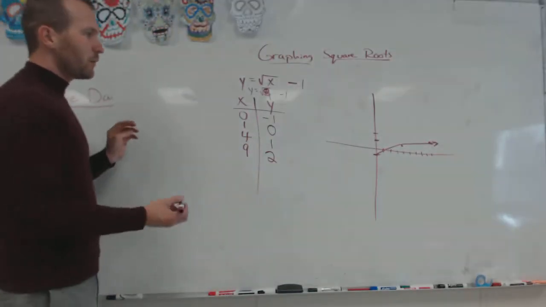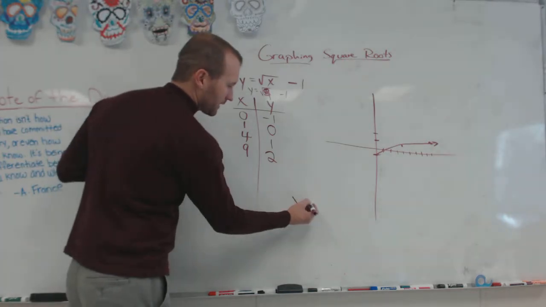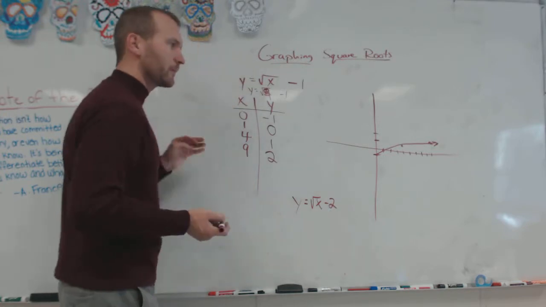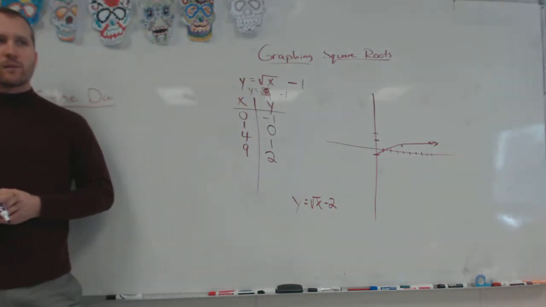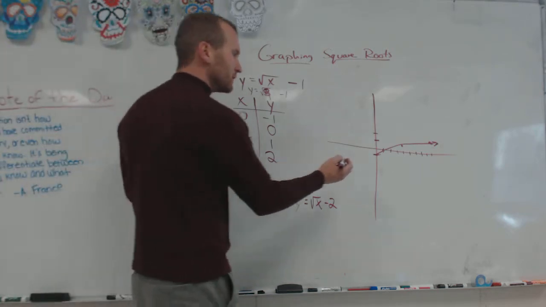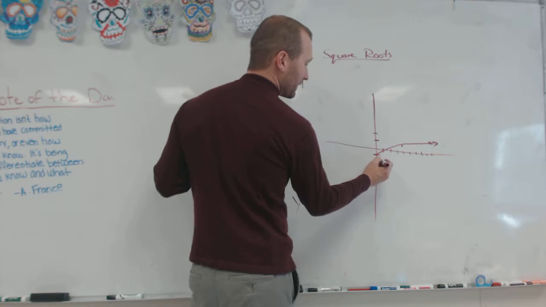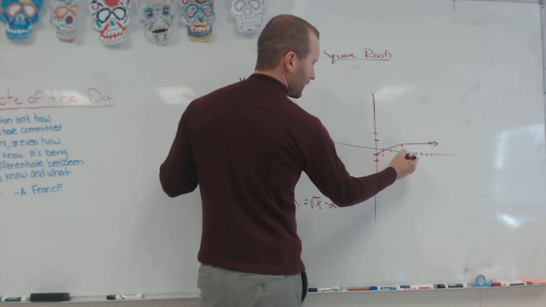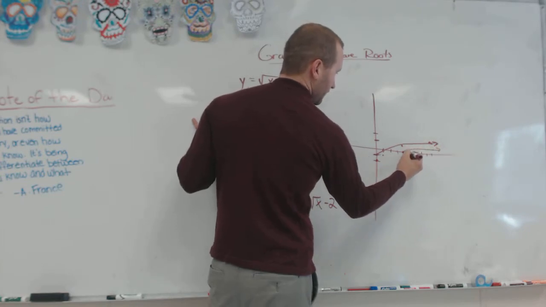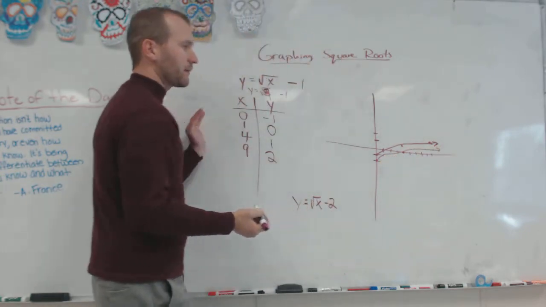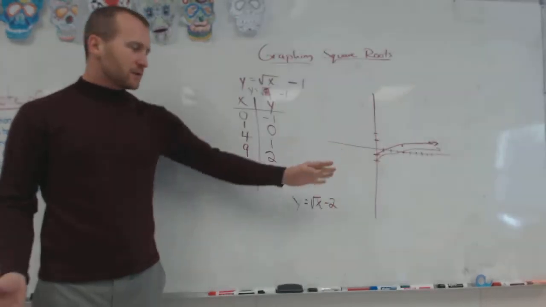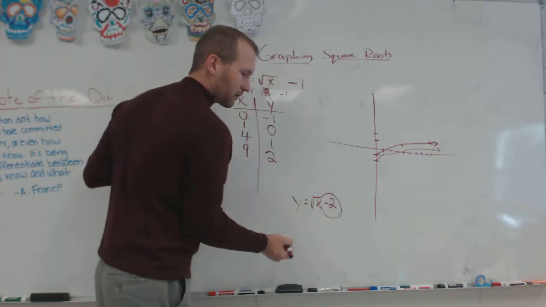So take a guess. What do you think it would look like if I did y equals the square root of x minus 2? What would that graph look like? Yeah, I would just do the same thing, but one more down. So I would start here, and then go here, and then here, and then here. And that would be my graph of y equals the square root of x minus 2. So this number here is just moving the graph down.